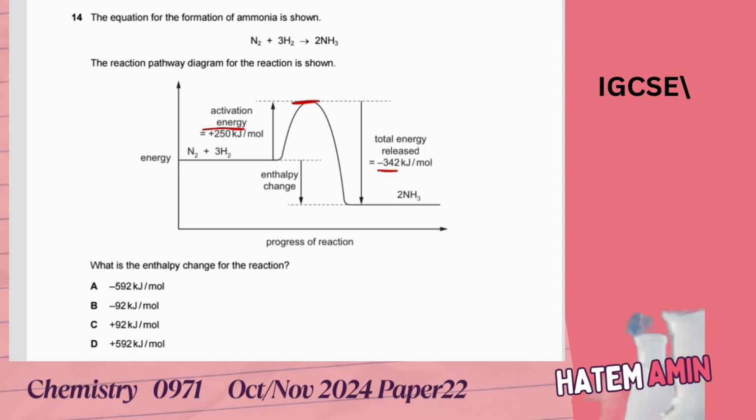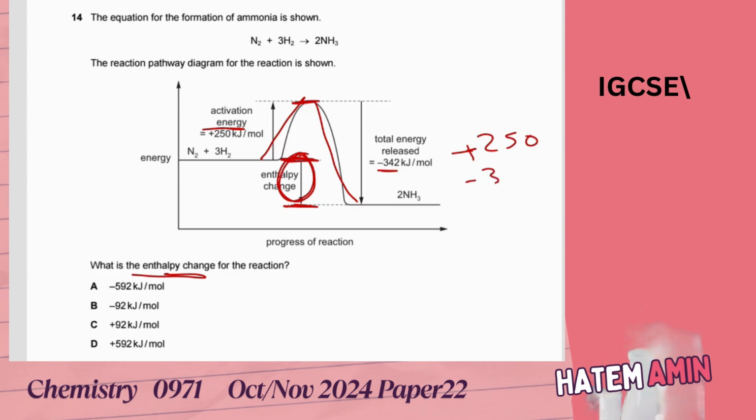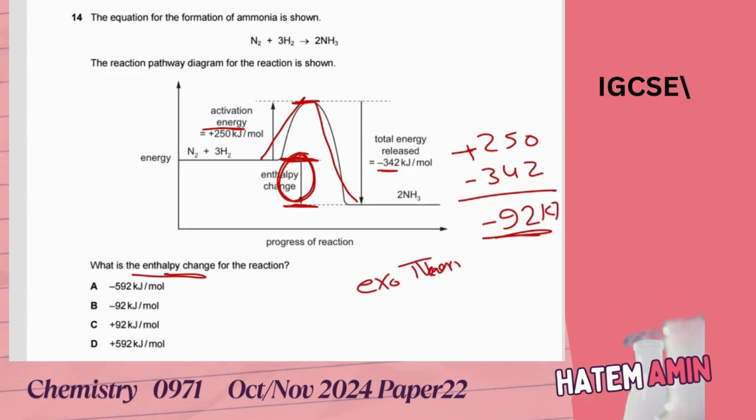What is the delta H here? The enthalpy change is what it's asking about. The enthalpy change is the difference between absorbed energy and released energy. It's very clear from the diagram, from this point up to this point. As this reaction absorbed positive 250 and released minus 342, the difference between them equals minus 92 kilojoule. This minus 92 kilojoule is the enthalpy change for this reaction, as it's an exothermic reaction.